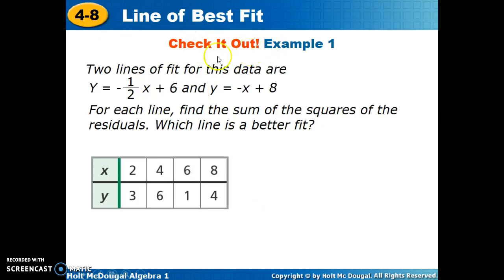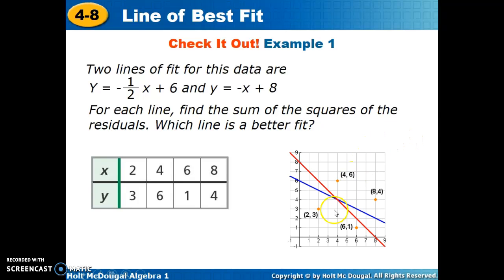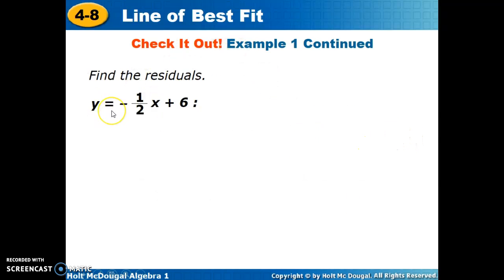Let's check it out, example 1. We have 2 lines for this data: -1/2 x plus 6 and -x plus 8. We're going to plot the data and compare the residuals. We're going to go with the -1/2 x plus 6 first.